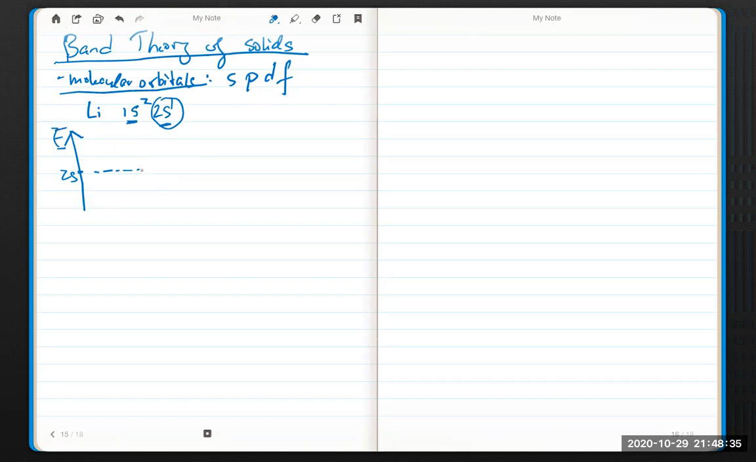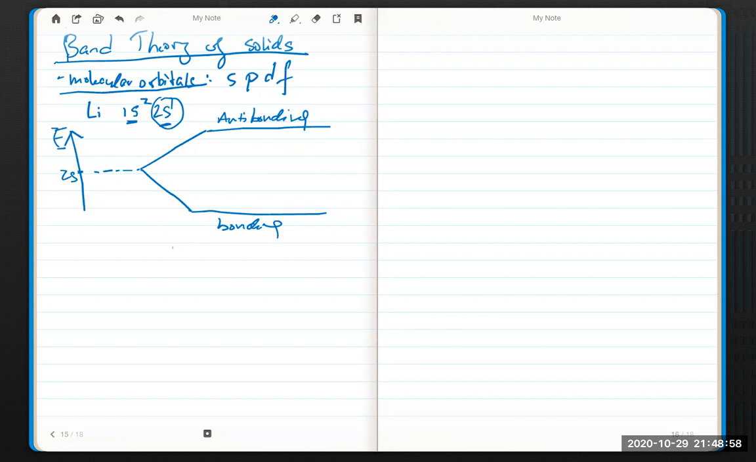If you have many lithiums, then it splits into two levels. One level is what they call the anti-bonding. It's a higher energy, so it's less likely than the bonding one. This is the bonding one over here. This is lower energy, therefore the bottom one is more likely, the top one is less likely.